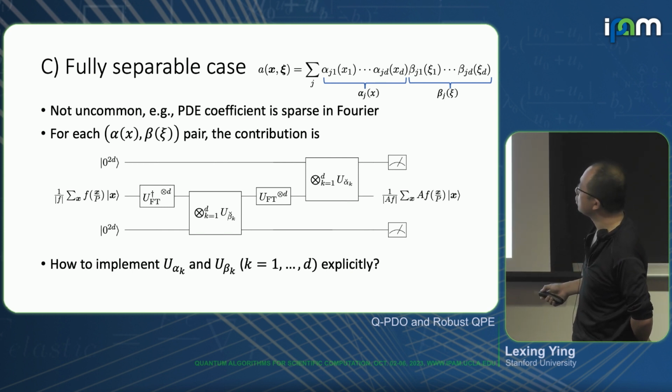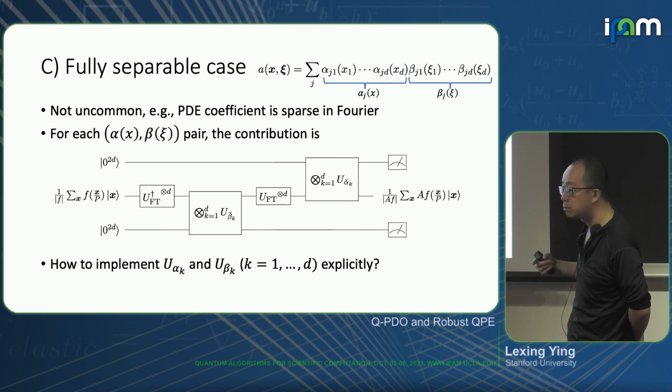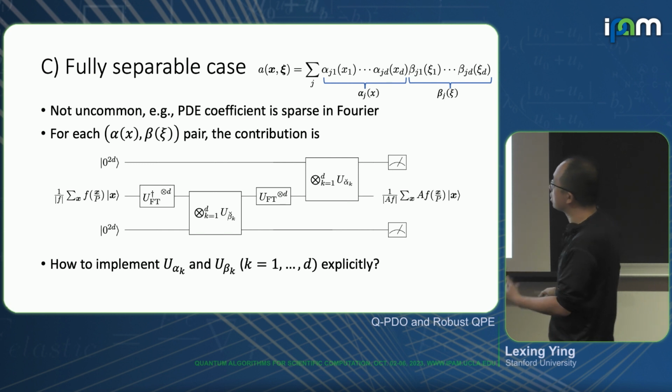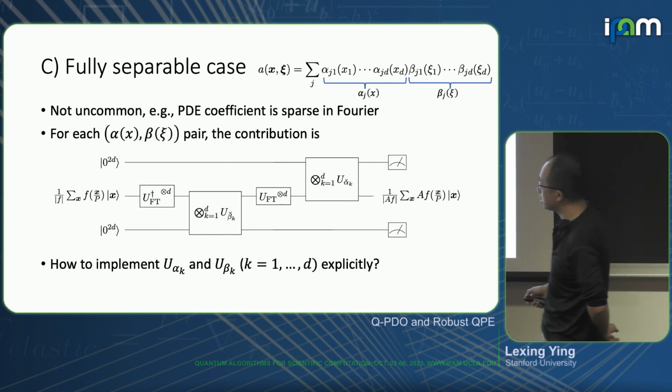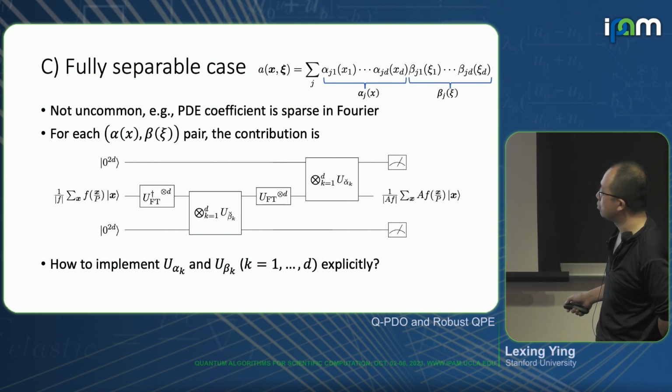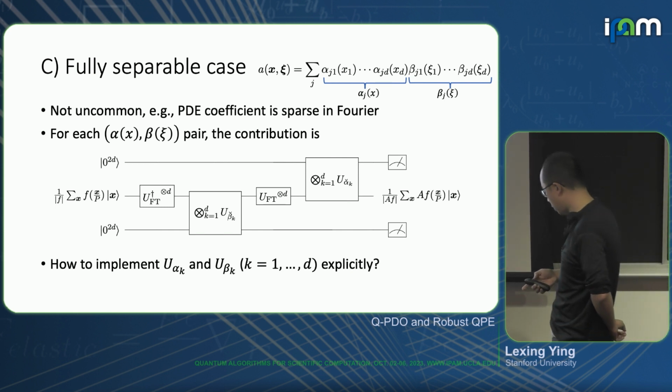So therefore, instead of doing this amplitude multiplication all together for all the different dimensions, I can multiply dimension by dimension. Okay? So this means the tensor product of u beta k and the tensor product of u alpha k, and you do the multiplying in each dimension. Now, the question next is how do you implement this u alpha k and u beta k for every dimension?